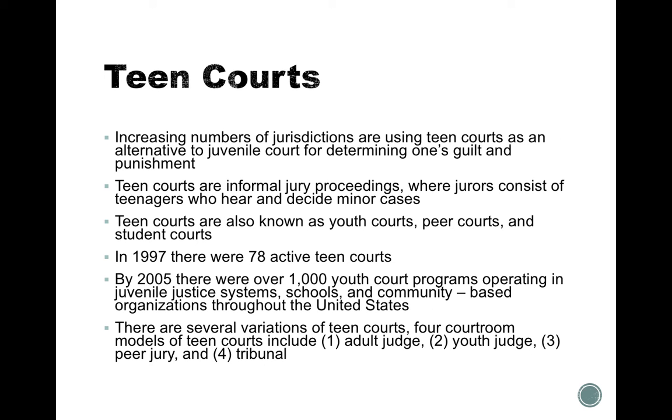We've also seen the development of teen courts. We see the development of quite a few what we call specialty courts. Drug courts are probably the most well-known, but there are also teen courts. These are informal jury proceedings, and the jurors are teenagers who hear and decide minor cases. In 1997, there were 75 of these courts, and by 2005, there were over 1,000. There are 4 different models. One has an adult judge, one has a youth judge, one has a peer jury, and one is a tribunal.